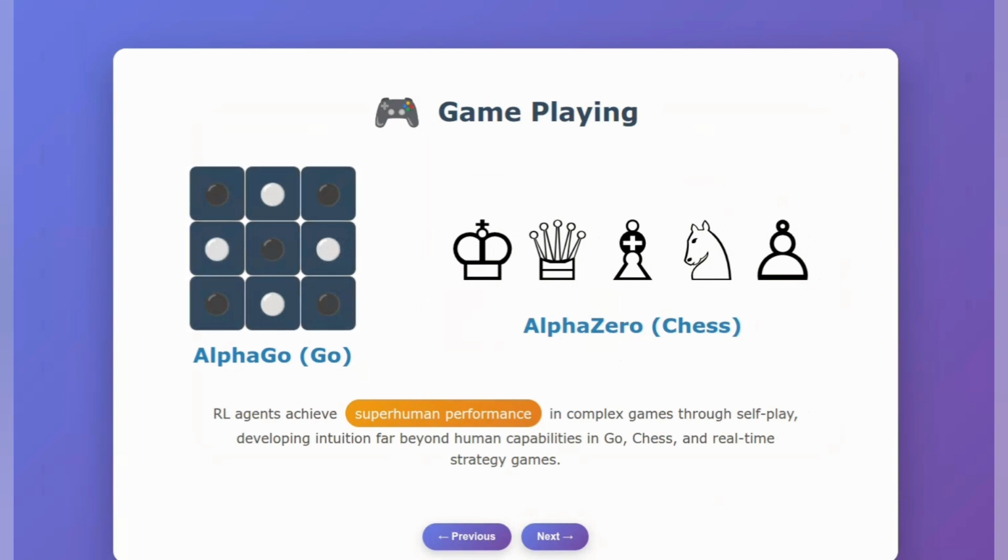RL agents have achieved superhuman performance in complex games like Go (AlphaGo), chess (AlphaZero), and even real-time strategy games like StarCraft 2. They learn optimal strategies through self-play, developing intuition far beyond human capabilities.